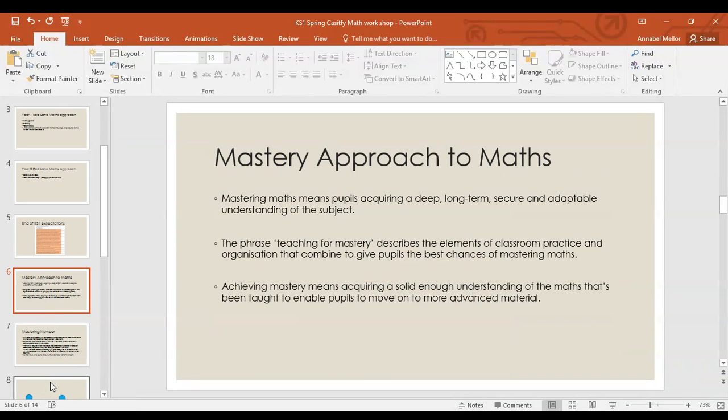We use a mastery approach across maths, and this means that in mastering maths, pupils acquire a deep, long-term, secure and adaptable understanding of the subject. The phrase teaching for mastery describes the elements of classroom practice and the organisation that combine to give pupils the best chances of mastering maths. Achieving mastery means acquiring a solid enough understanding of the maths that's being taught to enable pupils to move on to more advanced materials.